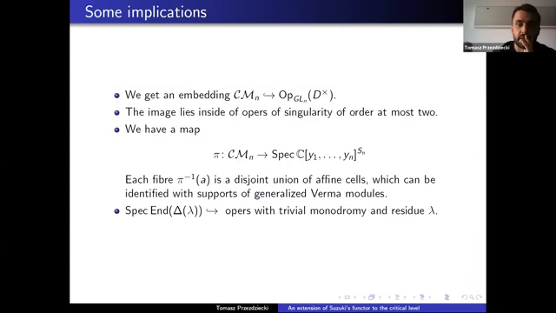Okay, and so this Calogero-Moser space, I was saying that we have this map pi, and each fiber is a disjoint union of some affine cells, which can be identified with supports of some generalized Fermat modules. And so we can also say, for example, that the support of Fermat modules goes, under this embedding, into opers with trivial monodromy and a residue determined by lambda.